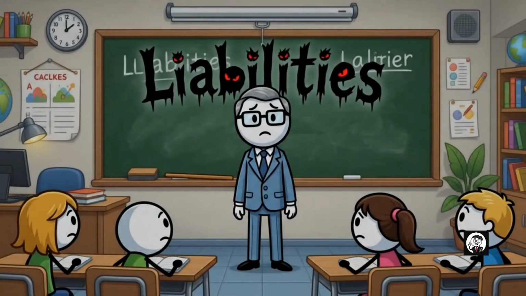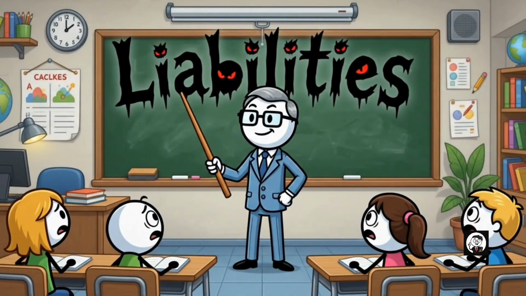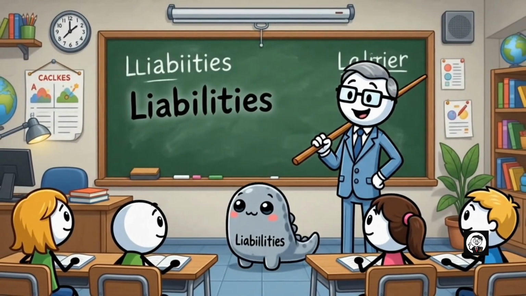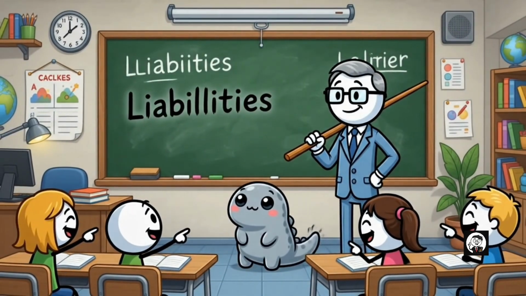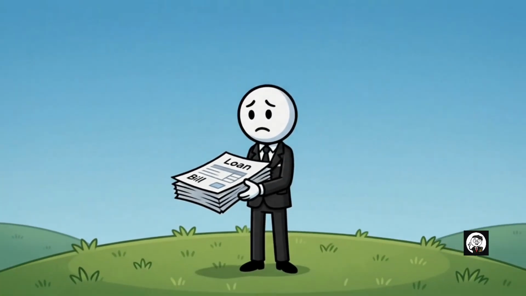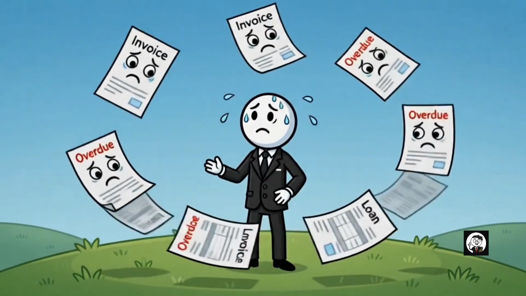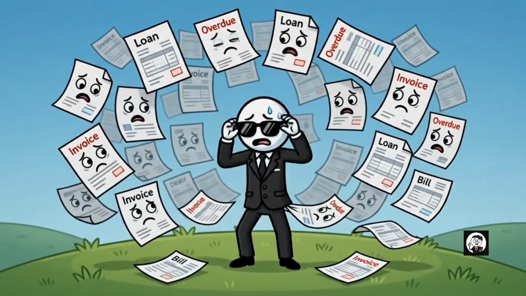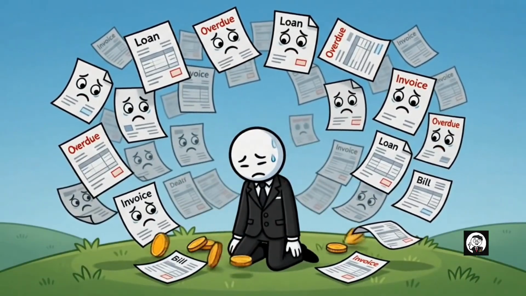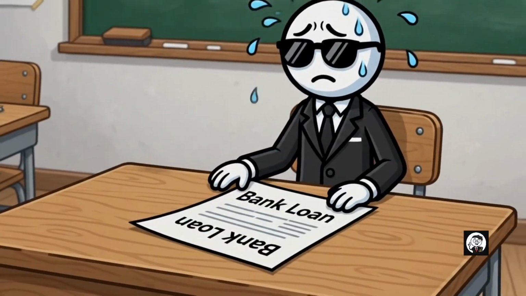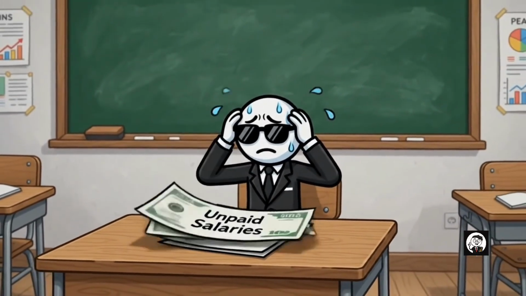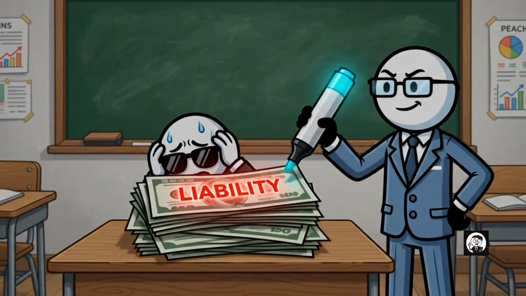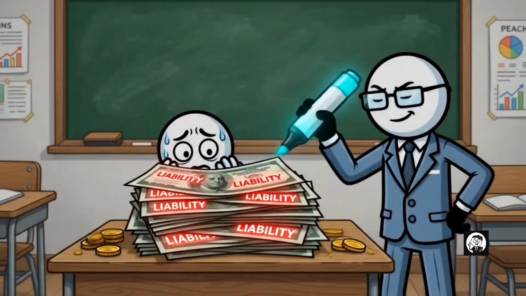Now comes liabilities. Sounds difficult, but it's actually very simple. Liabilities are simply everything the company owes. Let's break it down. Bank loans, unpaid salaries, electricity bills, supplier payments. These are all liabilities.